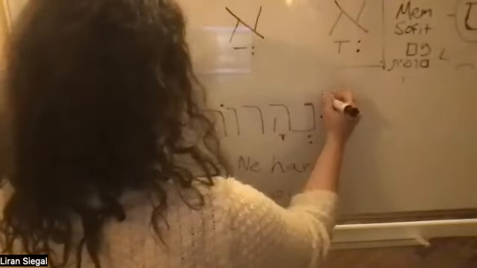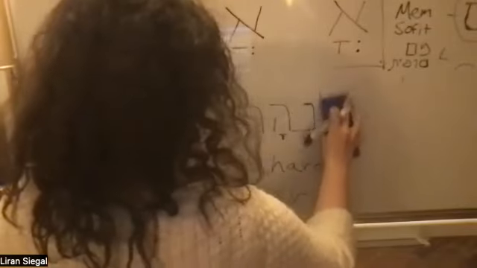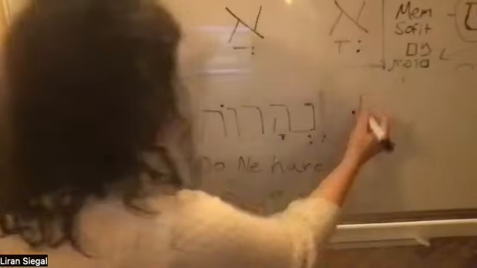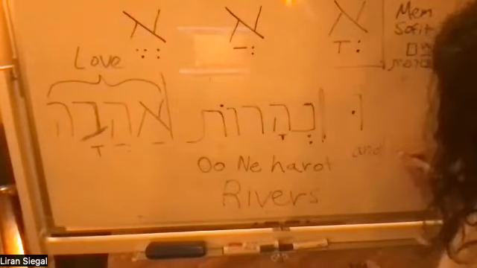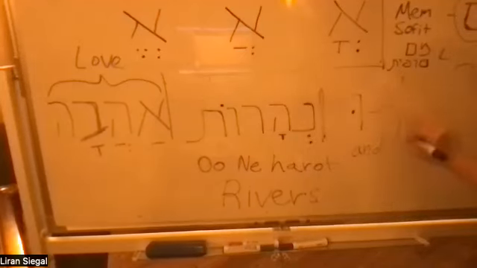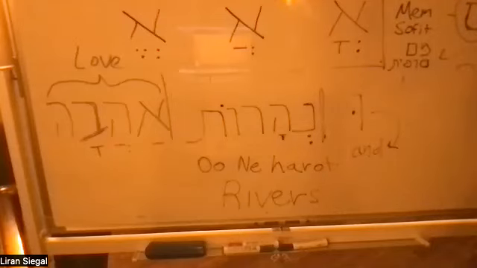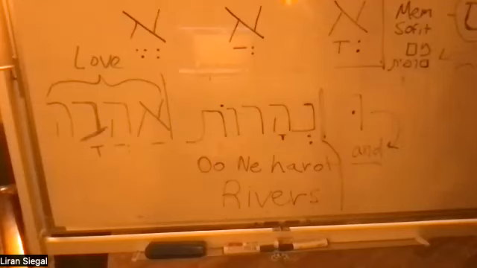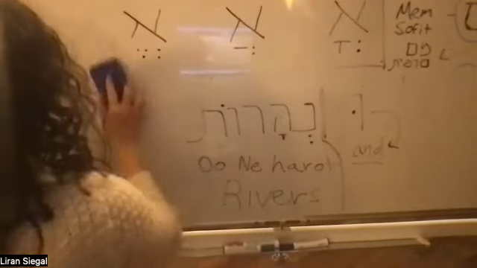So this, just the u. I'm going to split this into two. So you have your rivers on this side of the word. And then on this side, you have oo. So this would mean and rivers. So just and. So the vav is like a connector that can mean and. Yes, vav is a connector. Correct. Let me split this into two, so you see that. And rivers. So would that be the same for other nouns as well? Yes. You would use that.